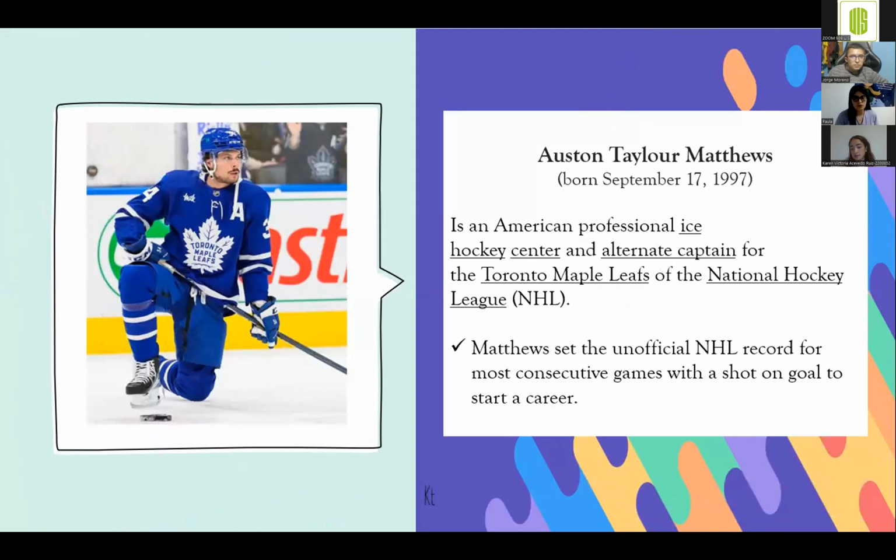Auston Matthews, born September 17, 1997. He is an American professional ice hockey center and alternate captain for the Toronto Maple Leafs of the National Hockey League. Matthews set the unofficial National Hockey League record for the most consecutive games with a goal to start a career.